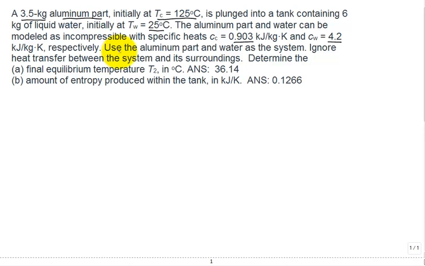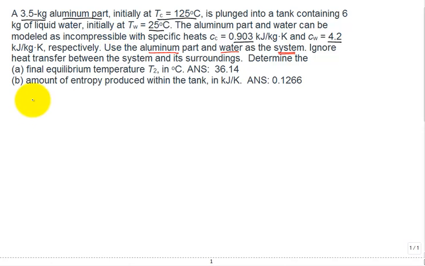All right, use the aluminum part and water as the system. So it's telling you that the system is both the part and the water together. Ignore heat transfer between the system and its surroundings. So from the perspective of the system, there's no heat transfer. Okay, determine the final equilibrium temperature and the amount of entropy produced.